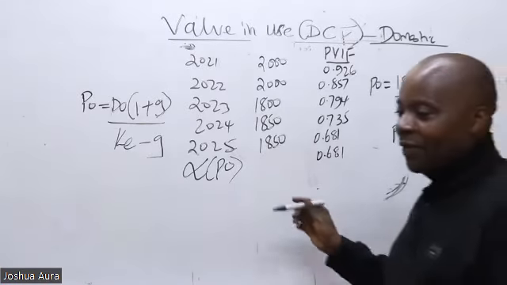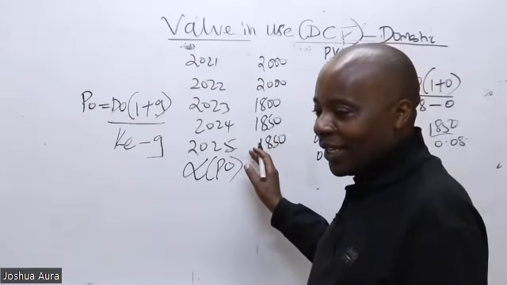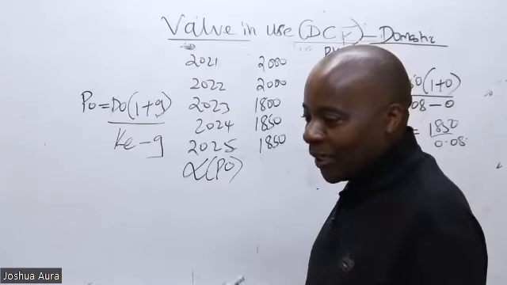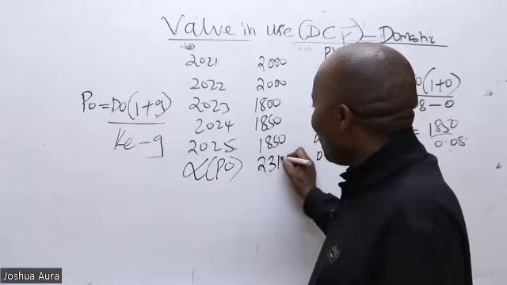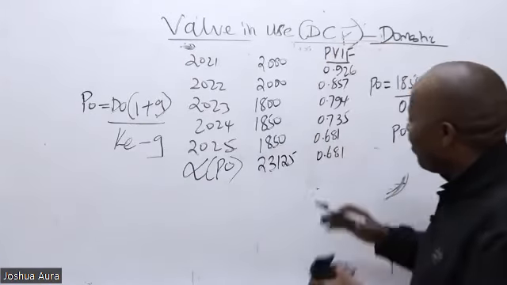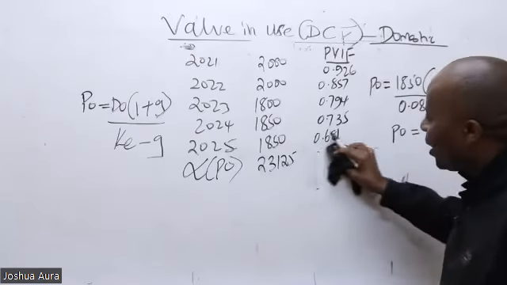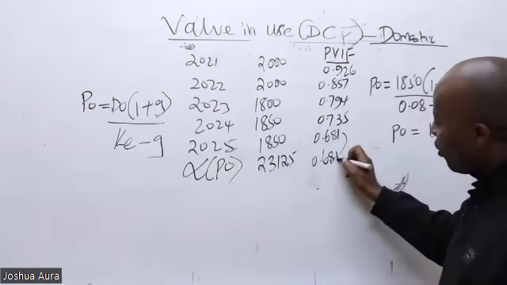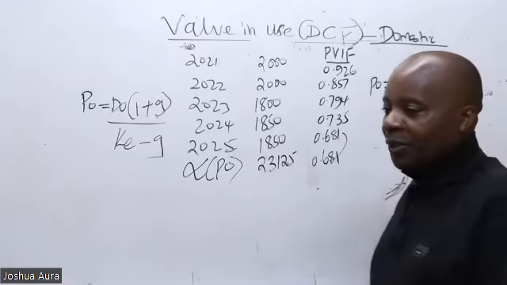So they've given me a figure here. PO equals 23,125. And then remember, please, for the discounting factor of this, we shall always drop this down here.